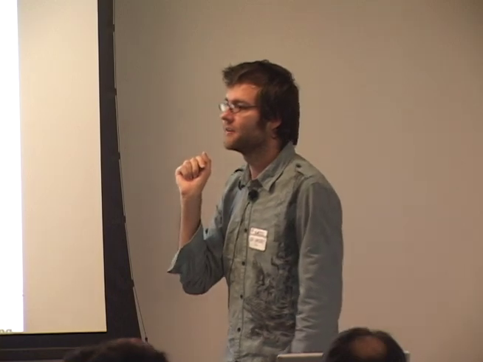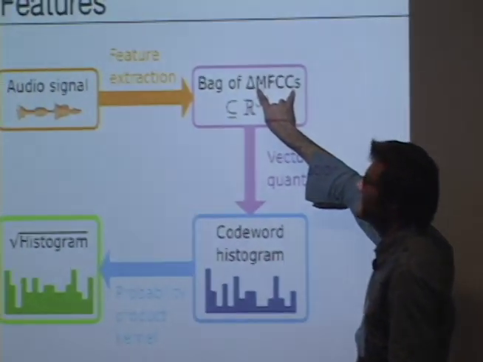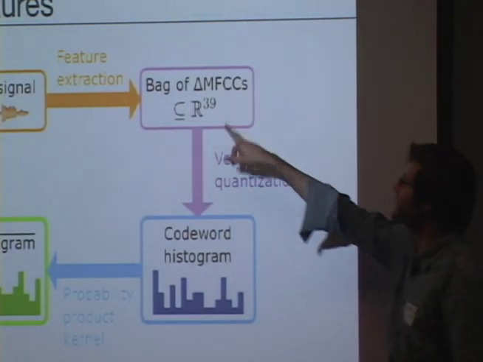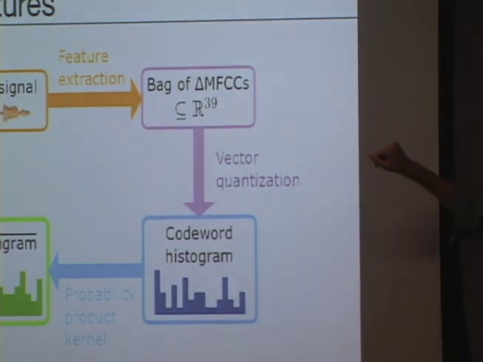Question? What is delta MFCC? Yeah, so MFCC is the Mel frequency cepstral coefficients. So you extract the spectrum and then you look at the spectrum of the spectrum. And the delta is that you look at the first and the second derivative as well. Okay.